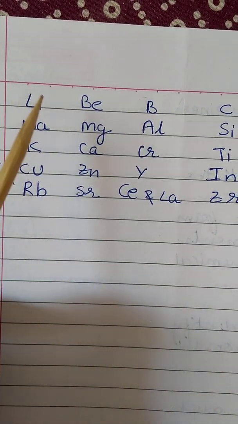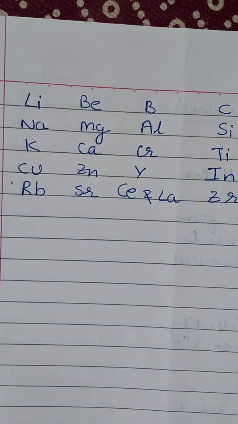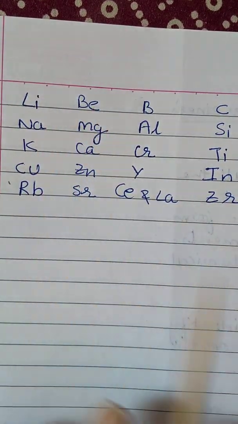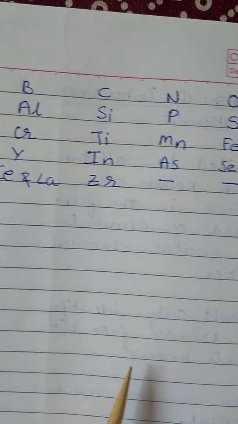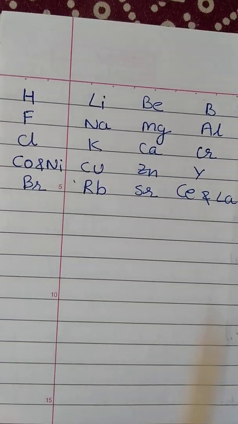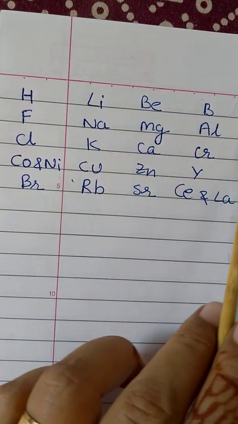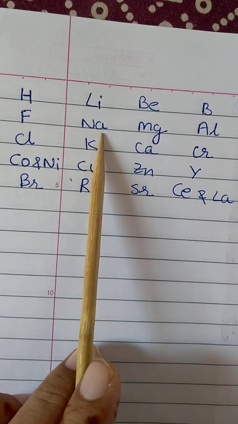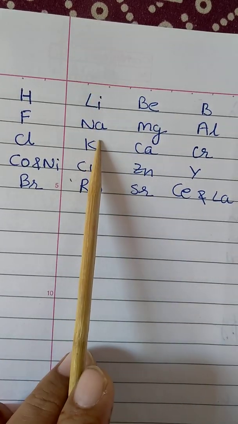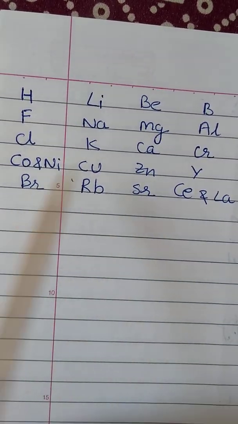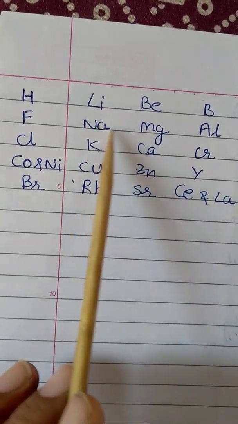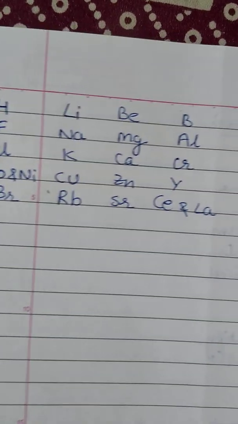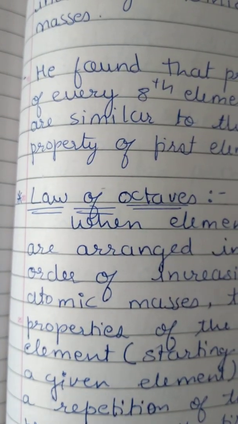Suppose you start from lithium as first, then beryllium is second, then boron is third, carbon, nitrogen, oxygen, and then comes fluorine and sodium. So 1, 2, 3, 4, 5, 6, 7, fluorine is 7, and the 8th element, sodium, again has the property similar to lithium. So every 8th element in this has the same property as the first one. So this is what is meant by this line.